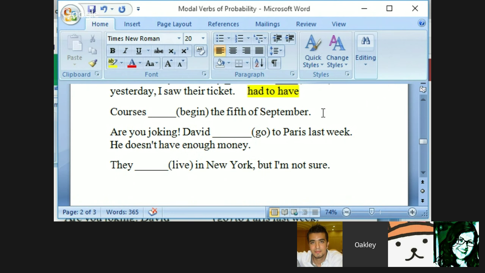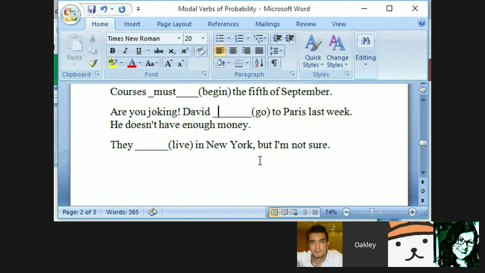Courses must begin the 5th of September. Yeah, that seems like a rule they're talking about. So, okay. Sure, that's more showing obligation there than probability in reality. Sometimes there's crossover, okay? Sometimes you're basically showing probability and obligation at the same time. This happens. All right, Eunice, but this next one.